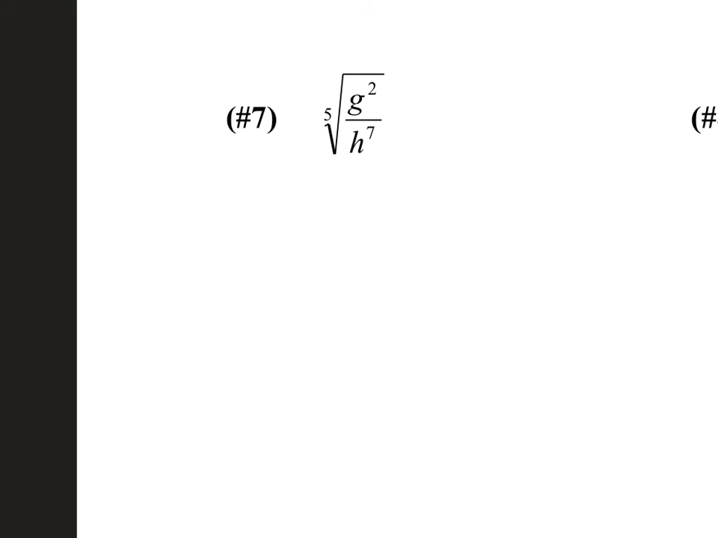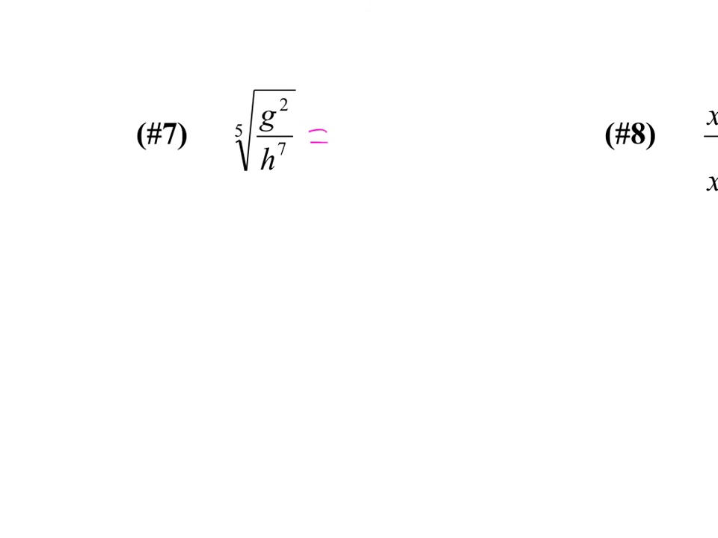So we have the 5th root of g squared over h to the 7th. Why don't you go ahead and see if you can complete this? All right. So this one, again, we have a root of a fraction. So we're going to split up into a fraction of 2 roots. Actually, I'm not going to go with roots this time. What I'm going to do is write it in rational exponent form. So I'm going to write it as g to the 2/5 on top and h to the 7/5 on the bottom.